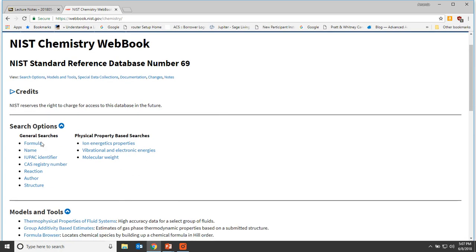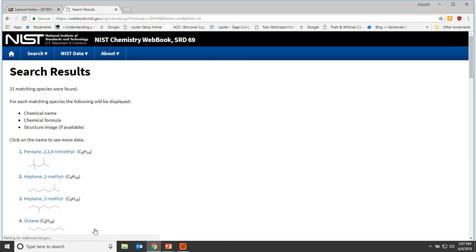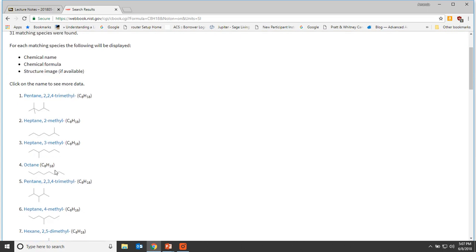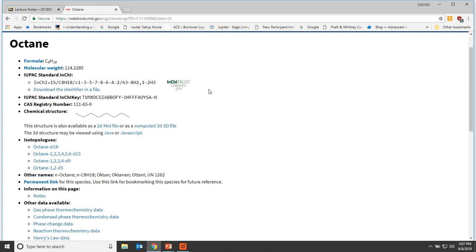And we can search by a variety of means here. I'm just going to use the formula that we're looking at. And so in this case, it's C8H18. I happen to know, this is organic chemistry, so I wouldn't expect you guys to know this. I would give you the name. I happen to know that that's octane, so we're going to choose octane.